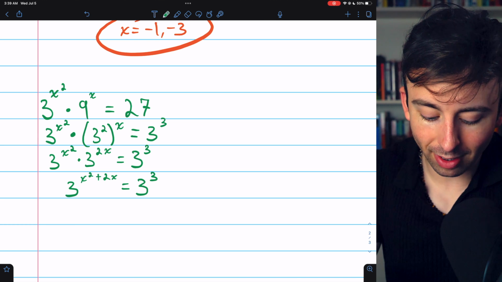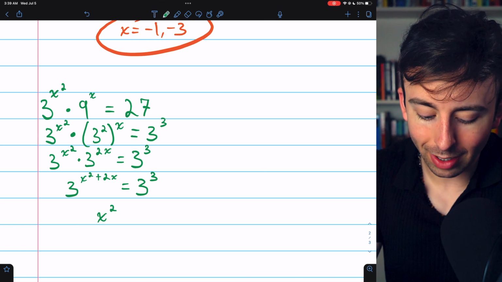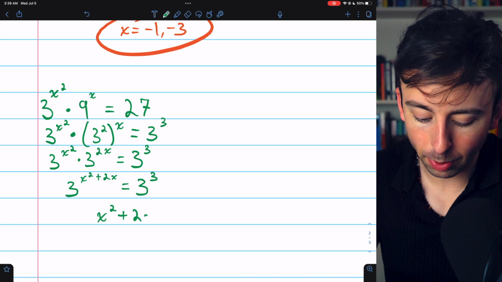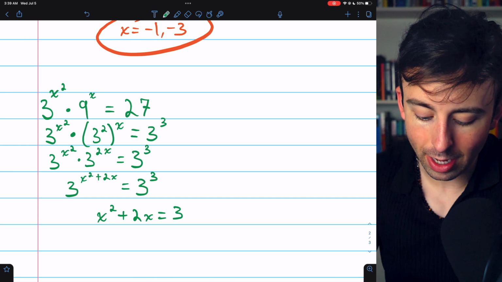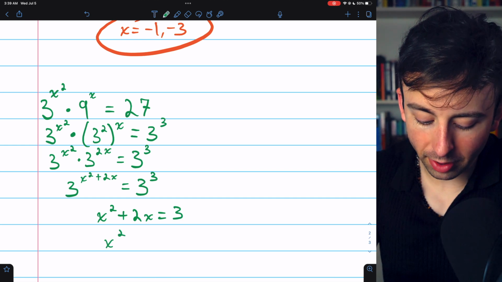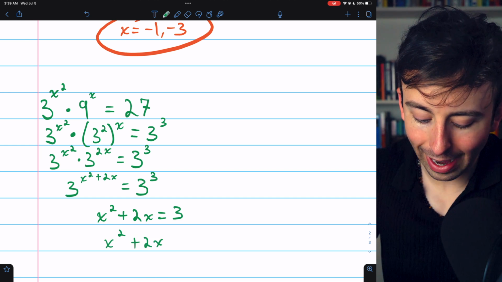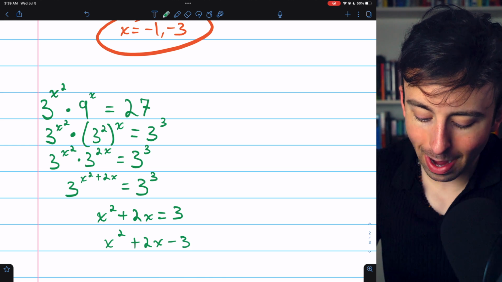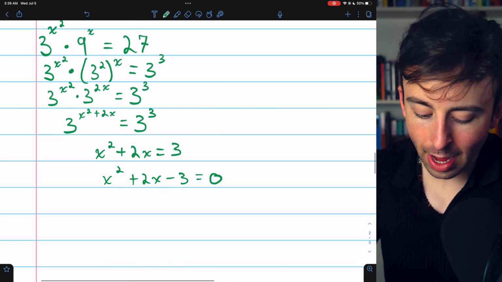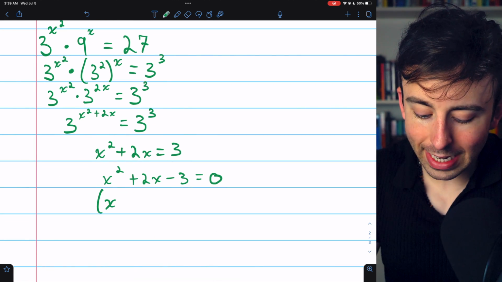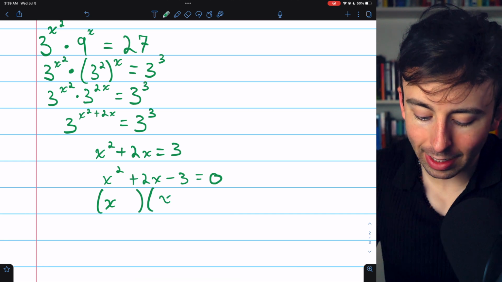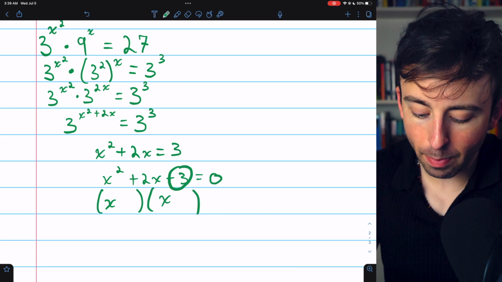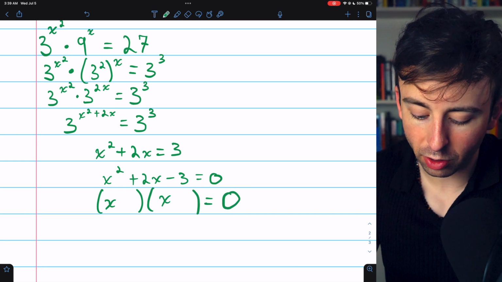Since the bases are the same, we can now set the exponents equal to each other. X squared plus 2x equals 3. Subtract 3 from both sides, and then we'll just need to factor. X squared plus 2x minus 3 equals 0. And to factor this, we need two numbers that multiply to negative 3, but add to positive 2.